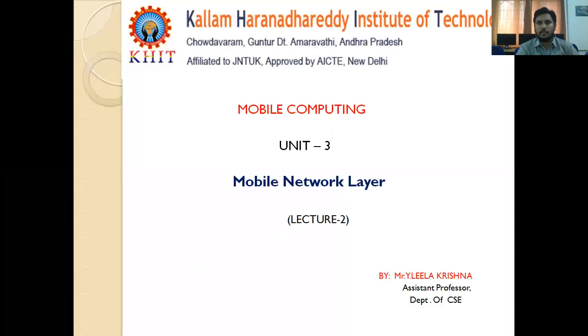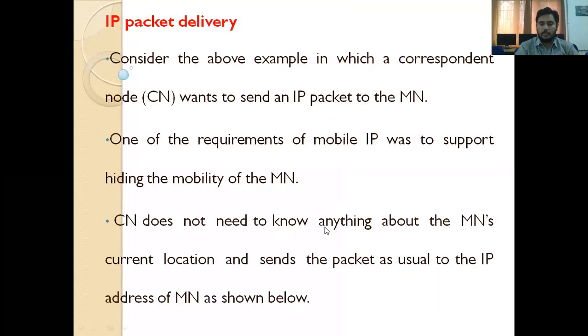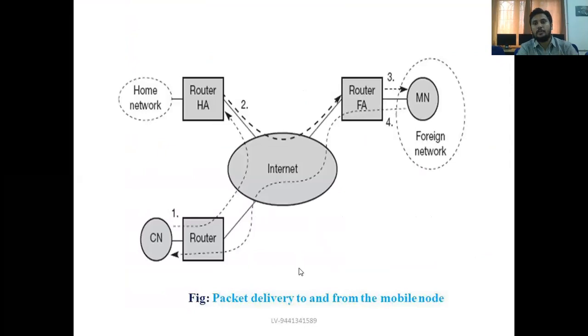Coming to lecture number 2, here we discussed IP packet delivery: how an IP packet is delivered from one station to another station. Here the sender is called the correspondent node and the receiver is the mobile node. The sender may be either a wired or wireless host, but the receiver may be a wireless one. So from the correspondent node to the mobile node, the data packet has to be transmitted in this manner.